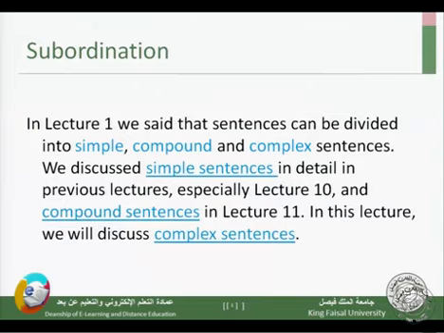In the previous lecture we already talked about coordination, and if you remember in lecture 1 we said we have different types of sentences. So we have simple sentences, we have compound sentences, and we have complex sentences. Simple sentences only have one clause. Compound sentences have more than one clause and they are joined together by a coordinator or a coordinating conjunction. And the third type, complex sentences, are joined together by a subordinator. So in this case we will talk about complex sentences and subordination.